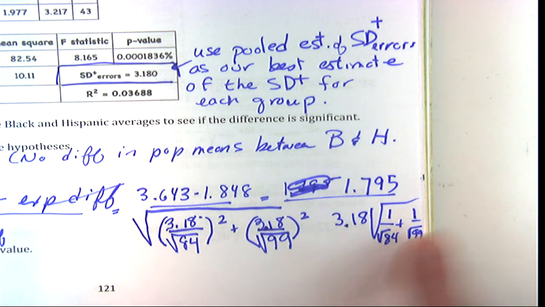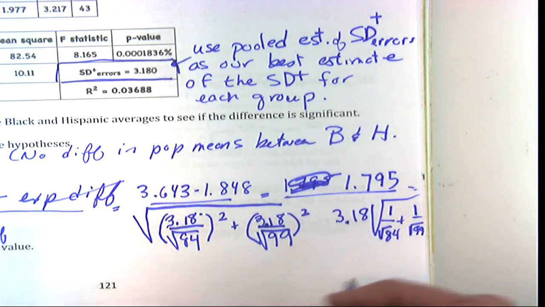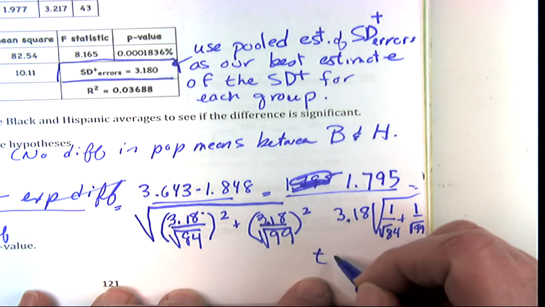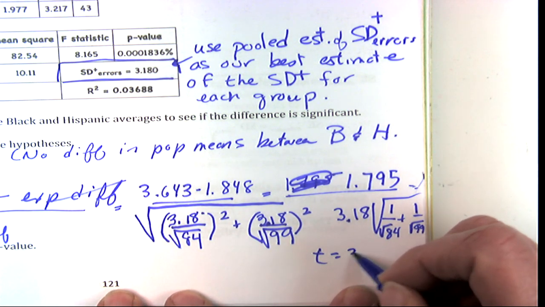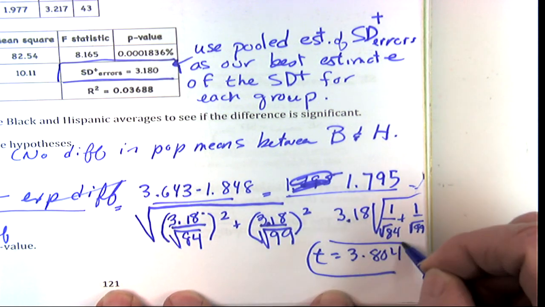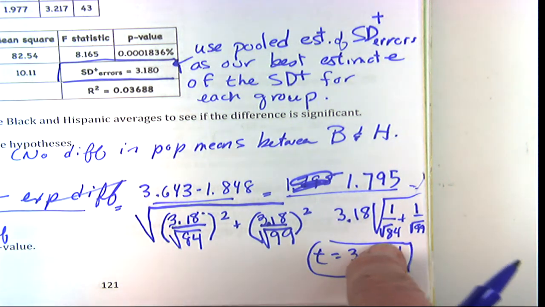And when I did all that, this is my t: 1.795 over that, and I got 3.804 as the t. Okay? Sorry that looks messy.